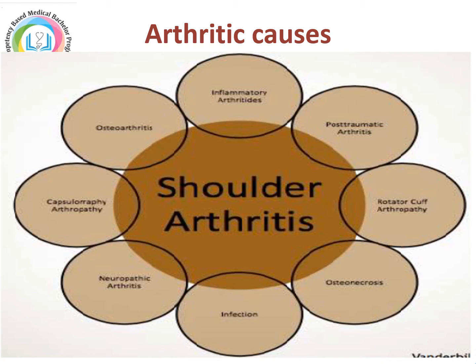But the arthritic causes may be inflammatory arthritis like rheumatoid, SLE, juvenile idiopathic arthritis, gouty or crystal-induced arthropathy, post-traumatic arthritis, osteoarthritis or degenerative process, infection or septic arthritis, neuropathic arthritis, osteonecrosis, or capsulorrhaphy, or post-operative arthroscopic arthropathy. All these are arthritic causes of shoulder pain.